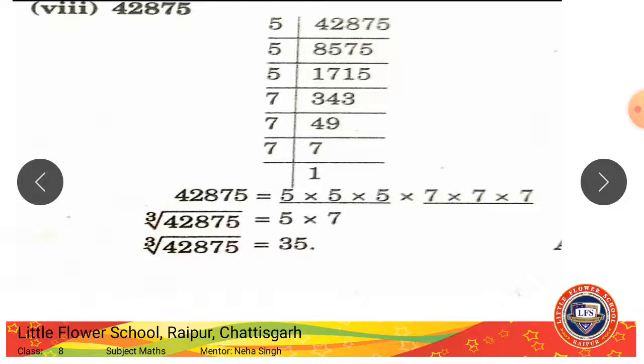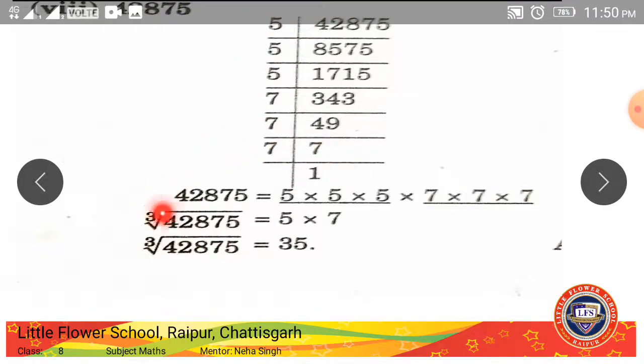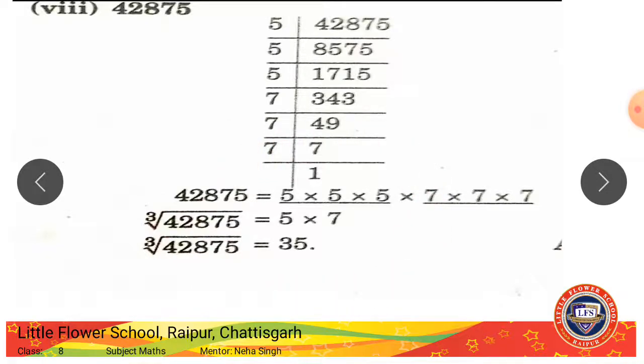This is the last question of the exercise now. Here also 3 groups, 5 into 7, 35. So the cube root of the given number will be 35. All these steps you are going to write in your copies, right? So now 7 into 5, 35. So here the cube root will be 35.